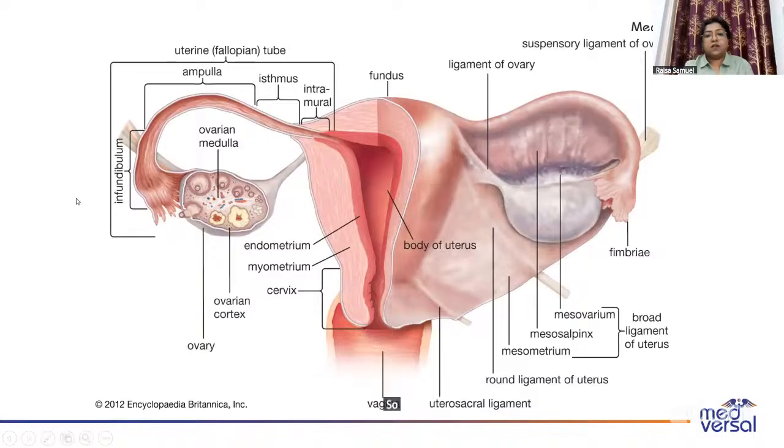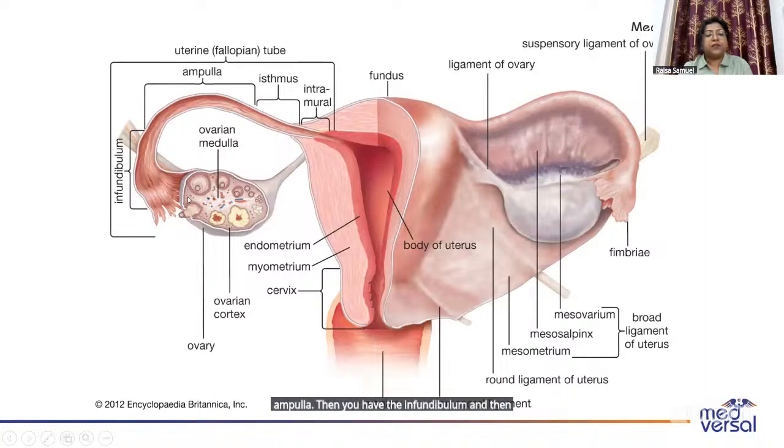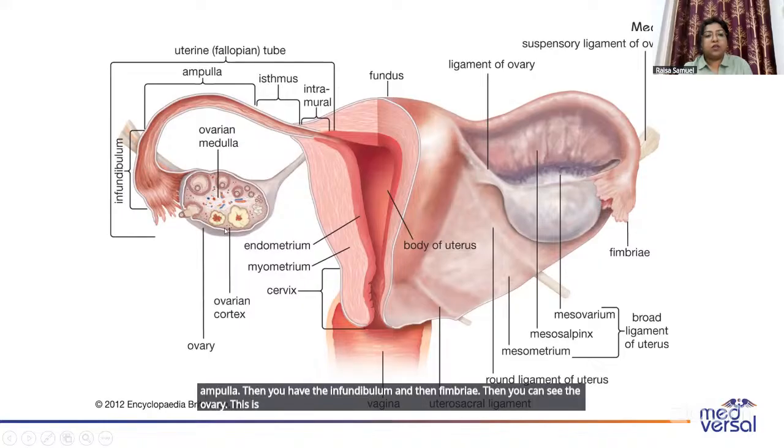So this is the whole structure of the uterus. You can see the body of the uterus. This is the fundus of the uterus. Here it is connected at the superolateral part to the fallopian tube. This is the intramural or interstitial part of the fallopian tube, then the isthmus part of the fallopian tube. Then you have the ampulla, then the infundibulum, and then the fimbriae. Then you can see the ovary, with the ovarian cortex and the ovarian medulla.